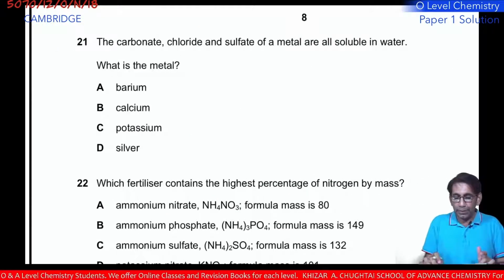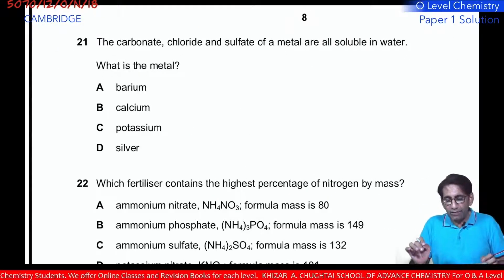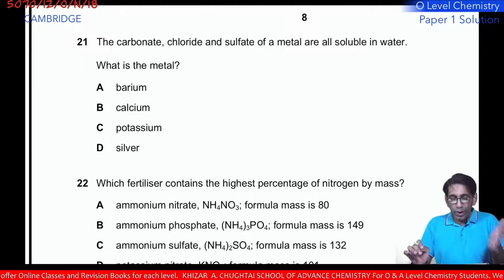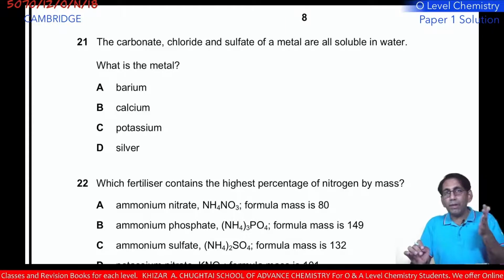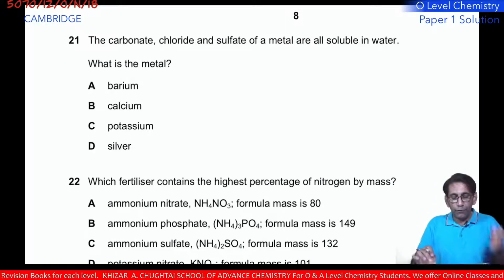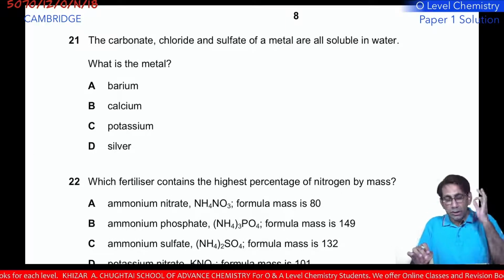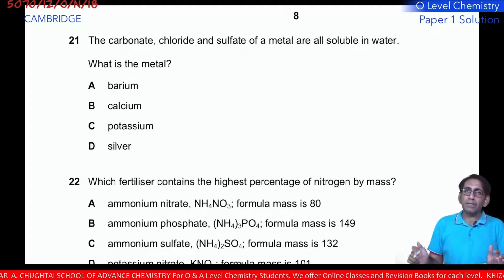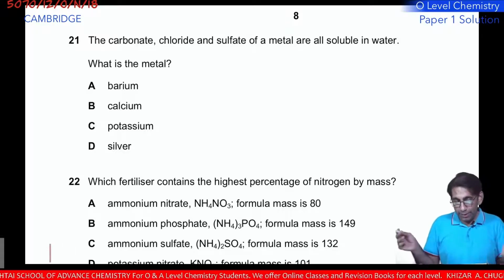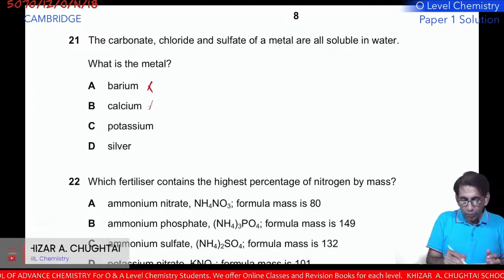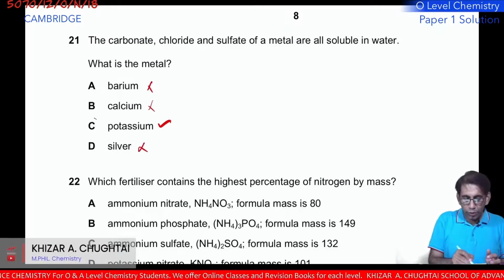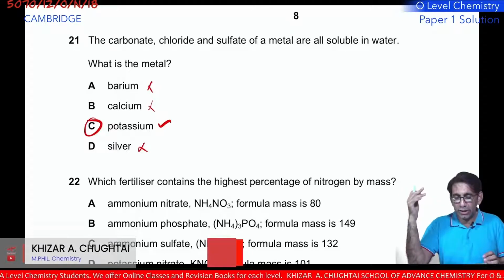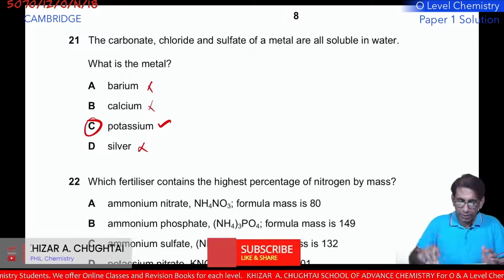Question number 21. The carbonate, chloride and sulfate of the metal are all soluble in water. So what is the metal? Which metal should have soluble carbonate, soluble chloride, soluble sulfate? It must be from group number 1. So C is the correct option. Potassium carbonate, potassium chloride, potassium sulfate, all will be water soluble.